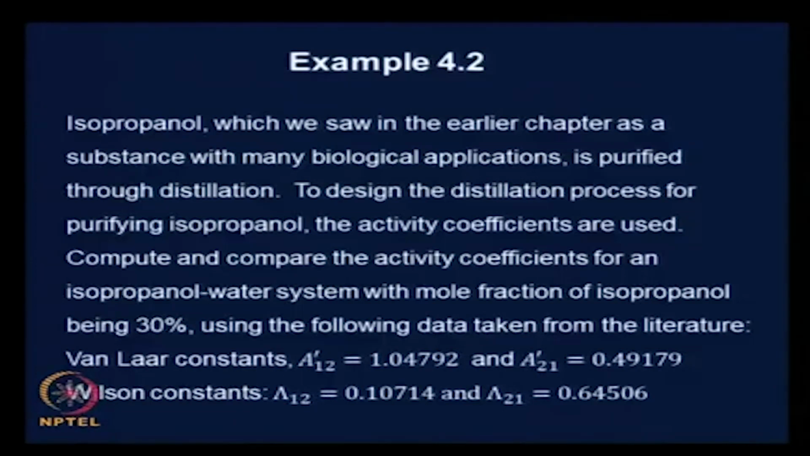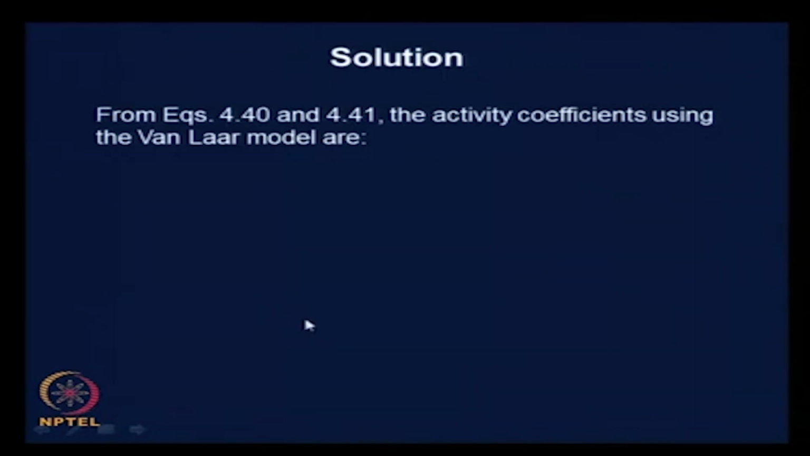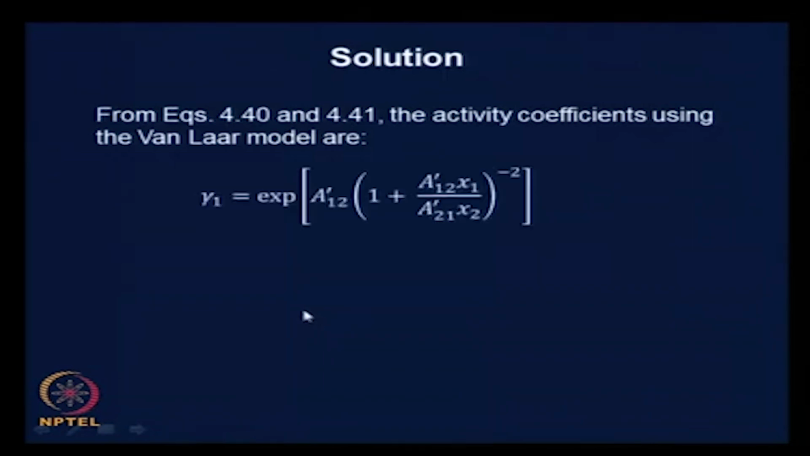Therefore, if you substitute the constants that are given here with the mole fraction of isopropanol being 30%, and it is an isopropanol water system, therefore the mole fraction of water needs to be 70%. If we do that for the Van Laar model, ln gamma 1 was this, therefore gamma 1 would be exponential of A12 dash times 1 plus A12 x1 by A21 dash x2, the whole power minus 2.